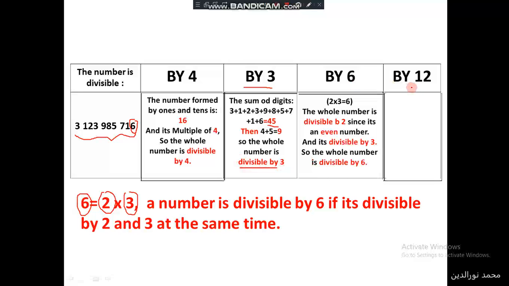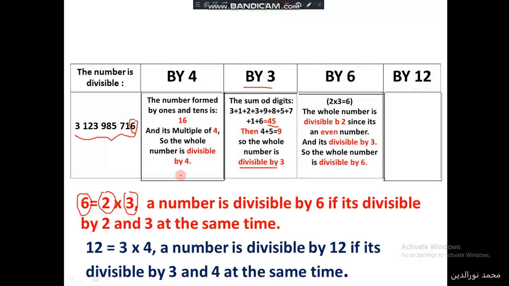And here, is it divisible by 12? We also did not take the rule for 12, but we say 12 is 3 times 4. So for a number to be divisible by 12, it must be divisible by 3 and 4 at the same time. So, is this number divisible by 3? We said yes, it's divisible by 3. And is this number divisible by 4? Yes, we said yes, it's divisible by 4. Then this number is divisible by 3 times 4, which is 12. So, yes, it's divisible by 12.